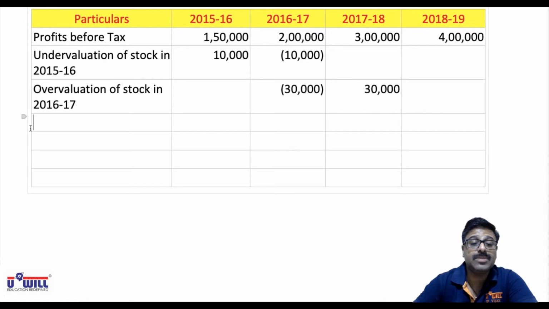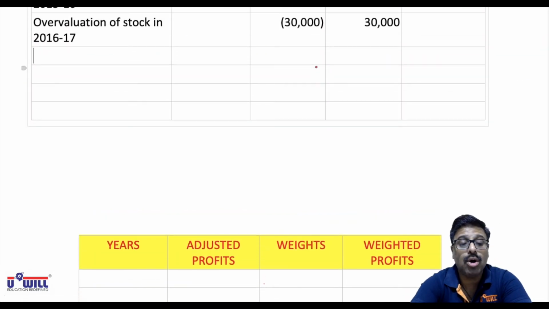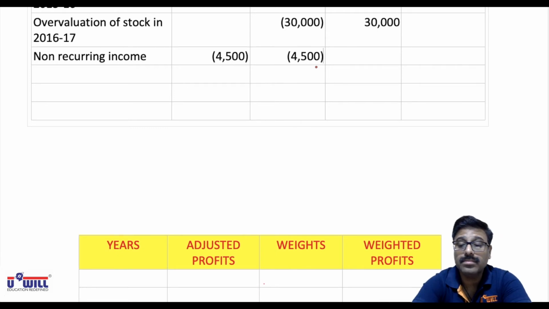Then next adjustment, non-recurring income on an average basis 4,500, we have to minus it in all the years.